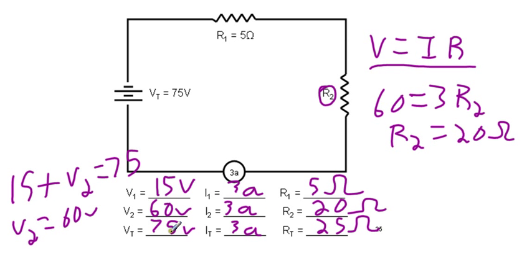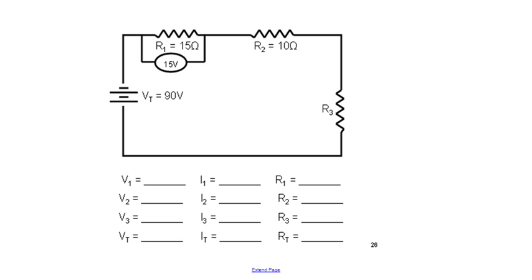So V equals IR, 75 divided by 3 will give you 25, and then you add up the resistances, so 5 plus 20 gives you 25. You can pause the video now, draw this out, and fill in this table so that you can check with the people around you in class. We're going to move on to parallel circuits for this video though.